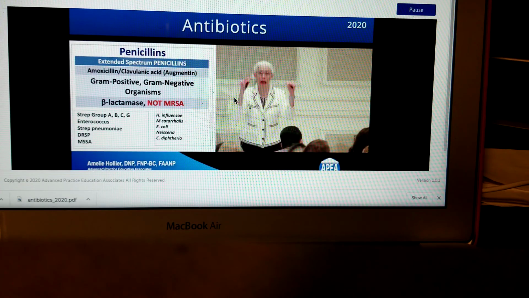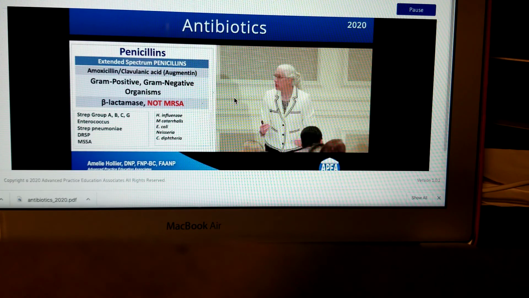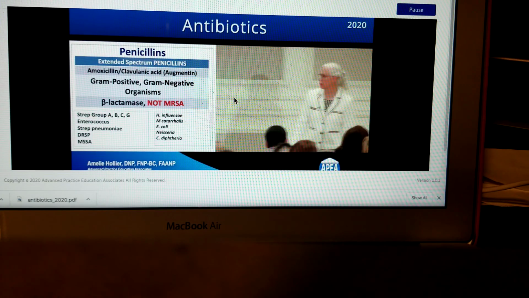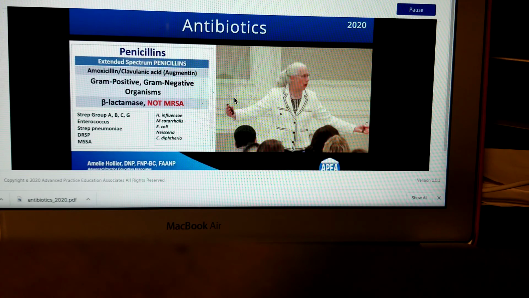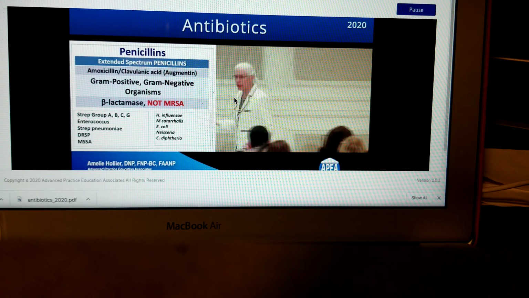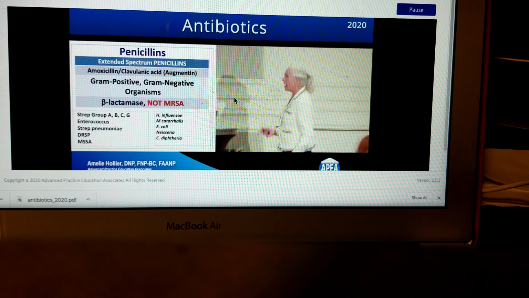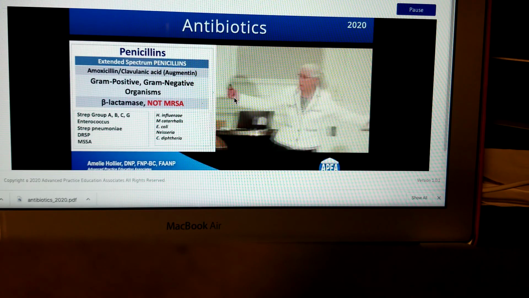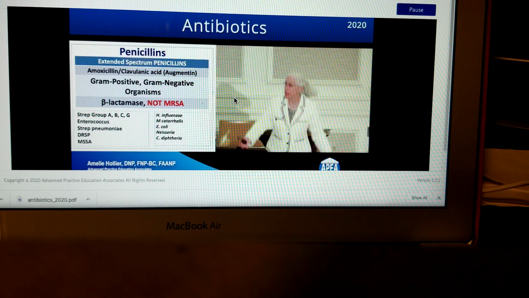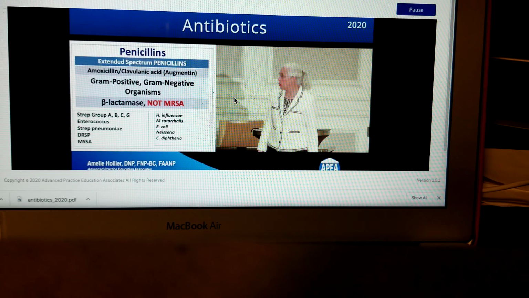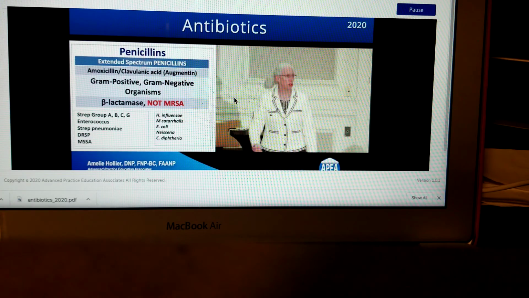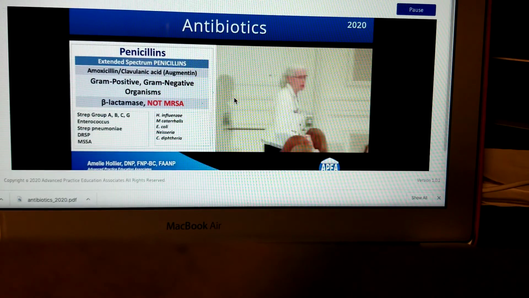And you know what else happened when we covered the blue box? We got coverage of a bunch of gram-negative organisms. Like, wow. This antibiotic and all of its generics have a pretty broad spectrum of activity. It kills gram-positives, gram-negatives, and the beta-lactamase producers. You know what it does not kill? It does not kill MRSA. So you would never give Augmentin for MRSA.